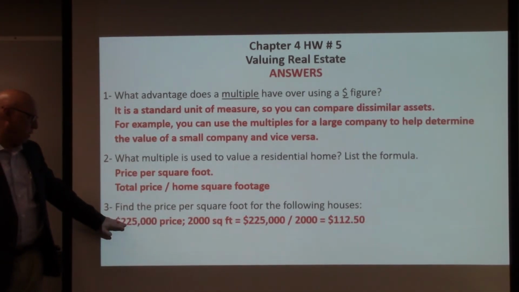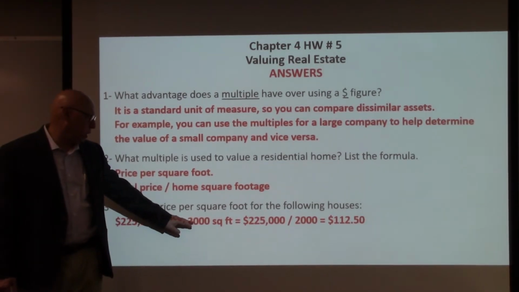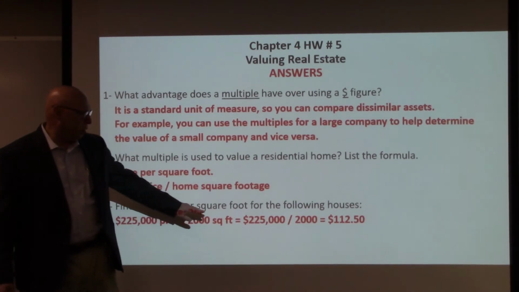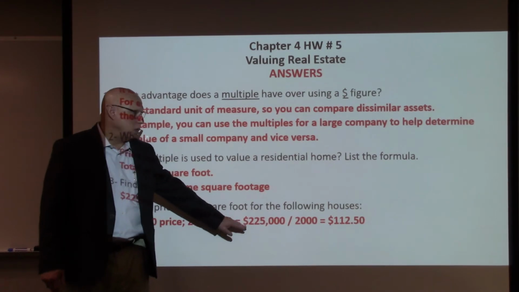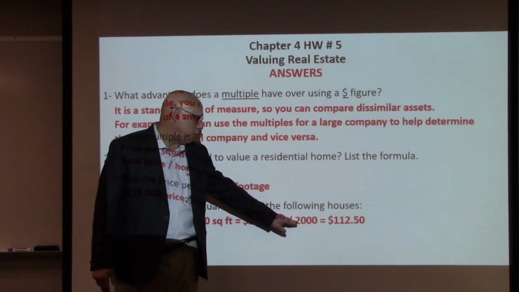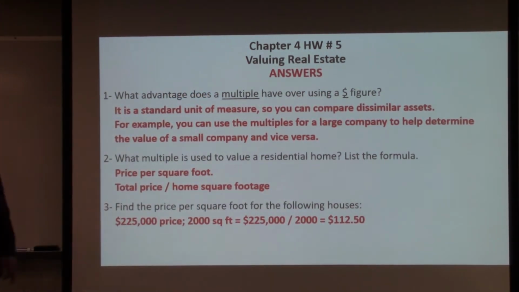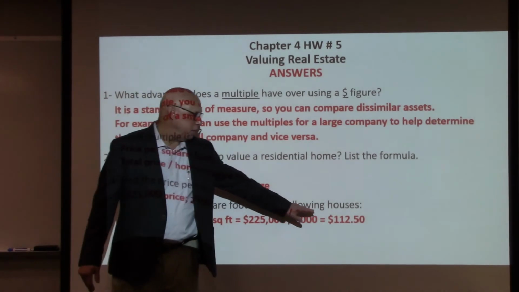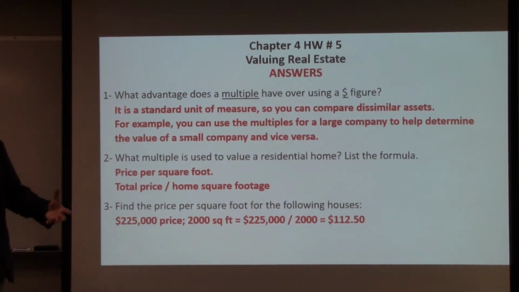A, a $225,000 home with 2,000 square feet of heated and cooled space. And how much per square foot? The total price, $225,000, divided by the total number of heated and cooled square feet, 2,000, is $112.50. And so this is the type of calculation that enables us to understand what we're paying per foot for various types of property.